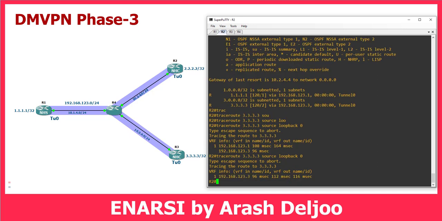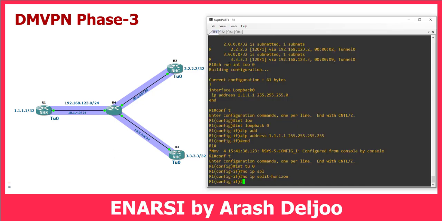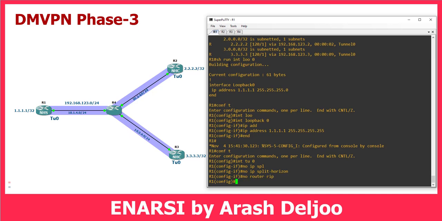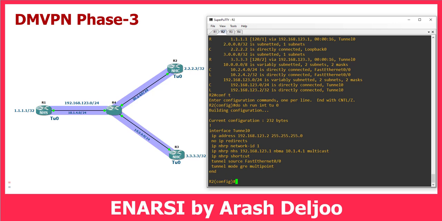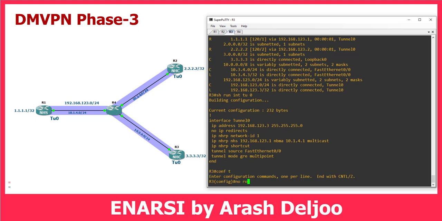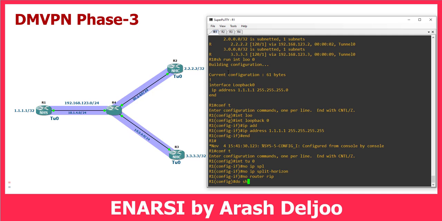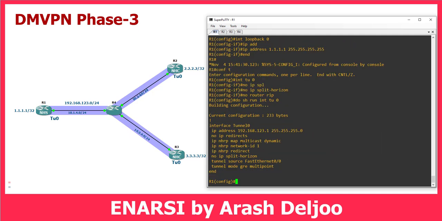And you know about the detail. Now let me configure the next protocol, EIGRP. First, we should remove RIP in router 1, router 2, router 3. No router RIP in router 1, and after that in router 2, no router RIP, and also in router 3, conf no router RIP. Also in router 1, look at here, do show run interface tunnel 0. Here we have the no IP split horizon command.